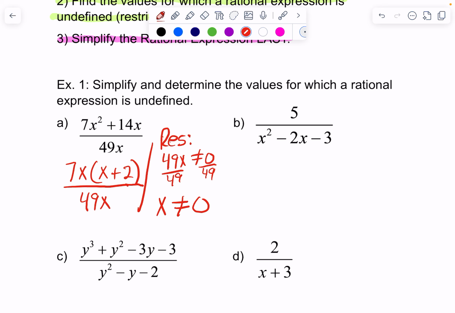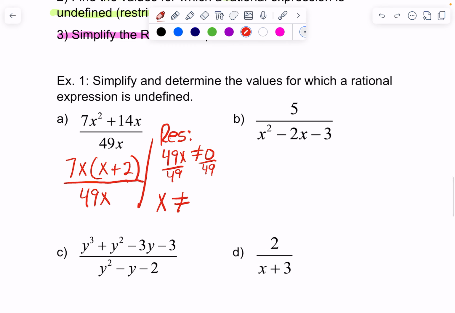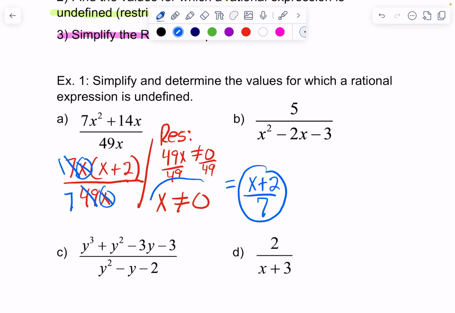And now step 3, we can go ahead and simplify. So 7 goes into 7 one time, it goes into 49 7 times. x divided by x cancels out to be 1, and my simplified answer is x plus 2 over 7. And my restricted values are that x cannot equal 0. x can equal anything else except for 0. And that's your domain as well.